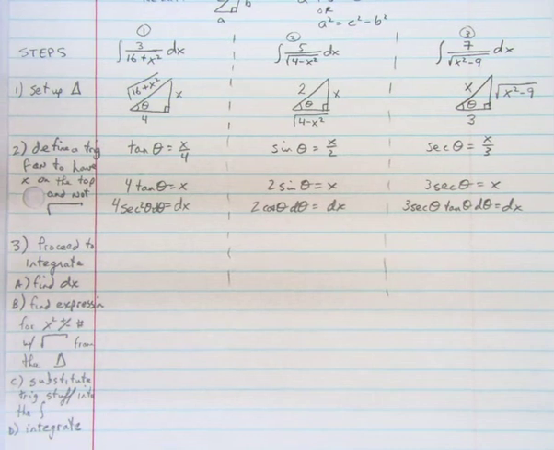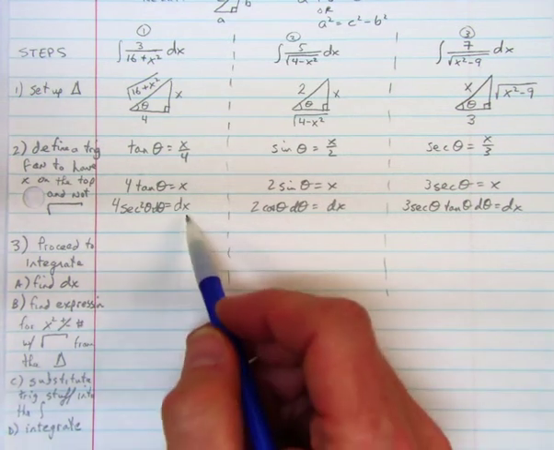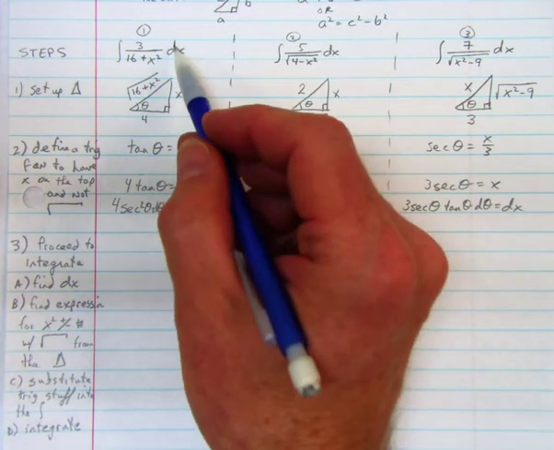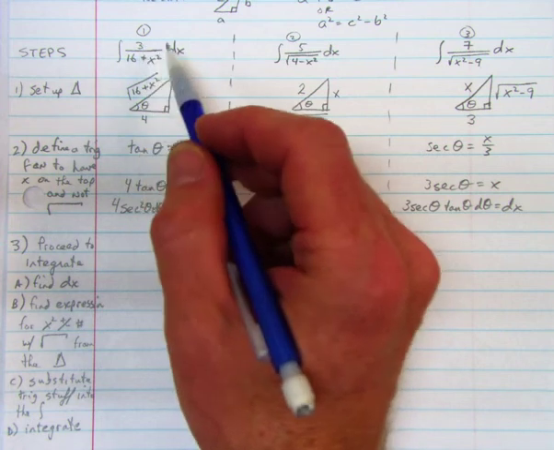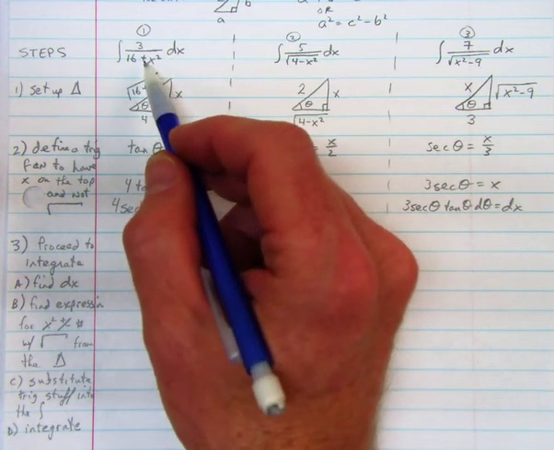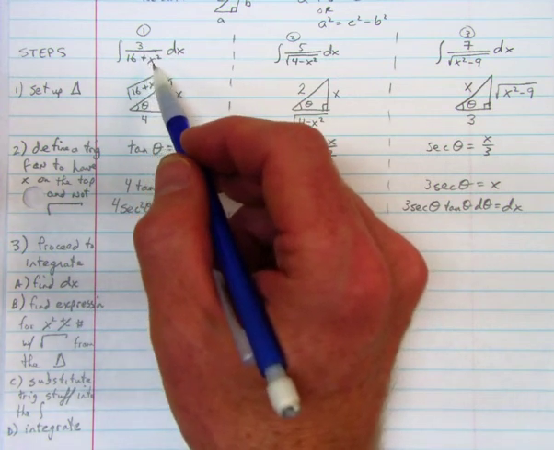All right, so let's take a look. We've already found what dx is, so that part's good. 3 is a constant, we can just take that out. We need to have an expression for 16 plus x squared.